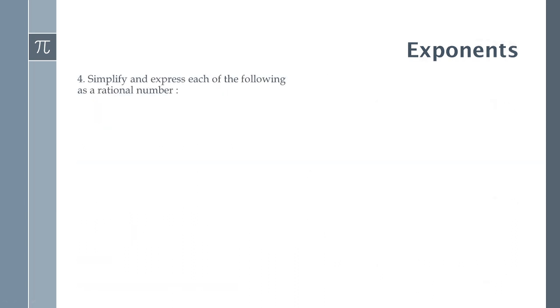Now coming to the next one. Simplify and express each of the following as a rational number. Now here we have to do the expanded form, then cancel, and whatever the leftover is, we do the sum.